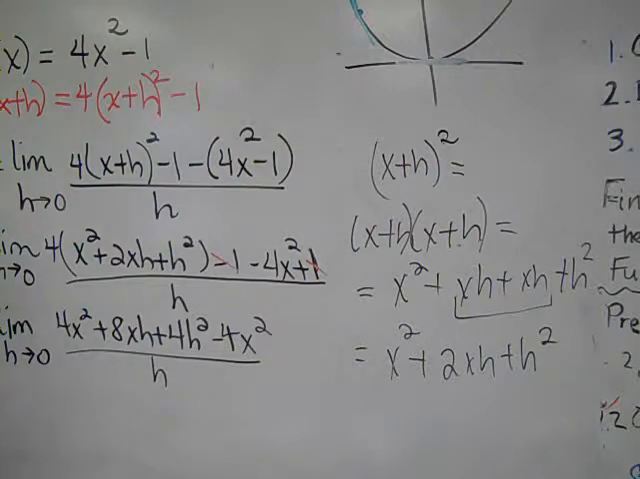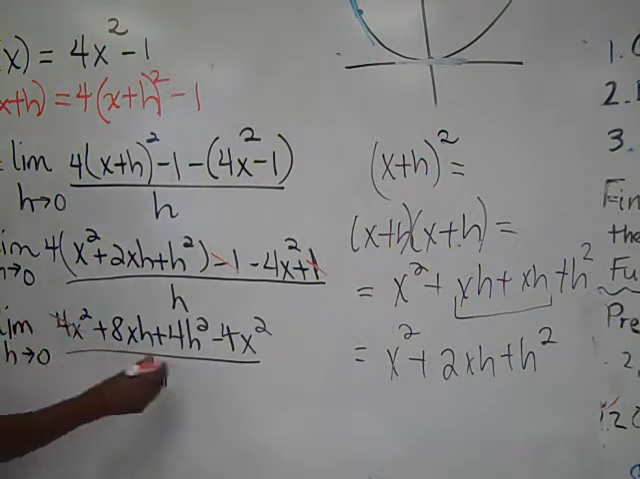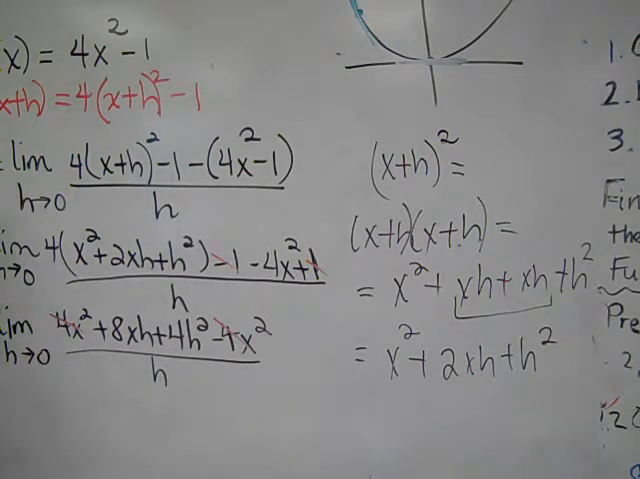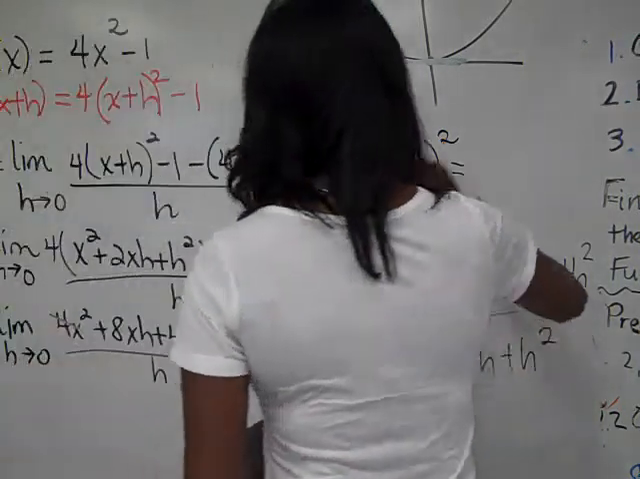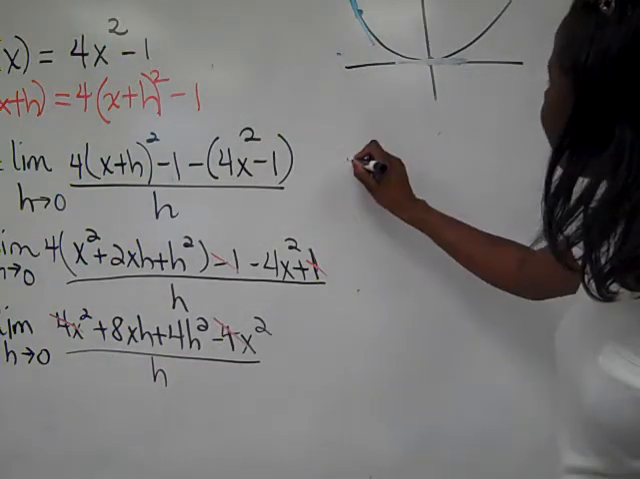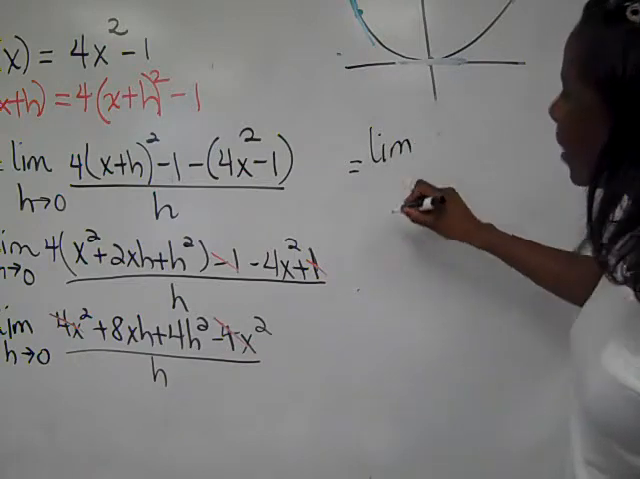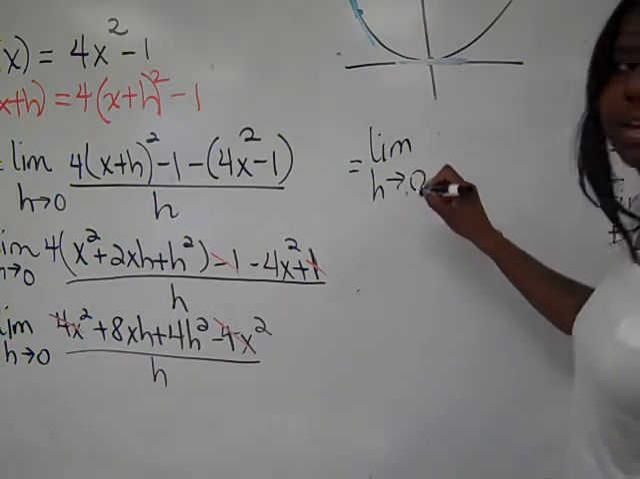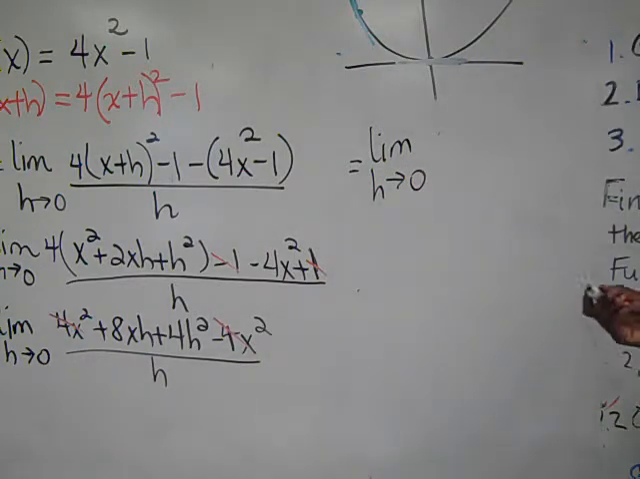No. The 4x squared minus 4x squared cancel. You got a positive 1, and another 1. So 8x plus 4h. Equals the limit as h approaches 0 of what?